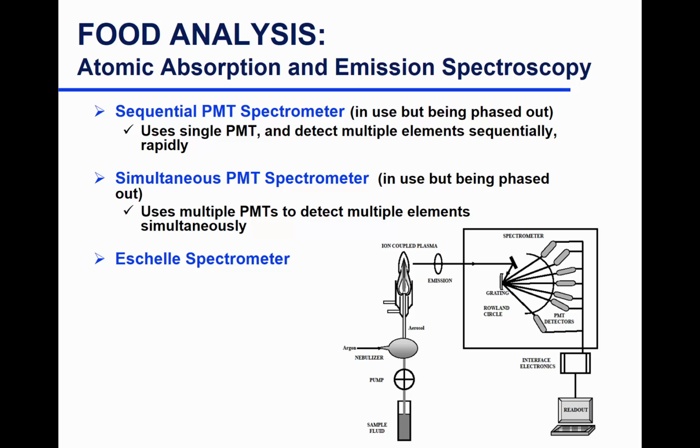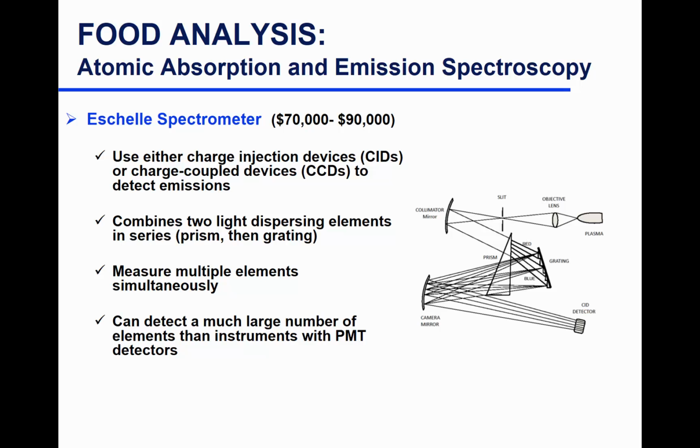But the best one of all to have, which is more expensive, is the Echelle spectrometer, which in this case will have two types of detectors, the charge injection devices and the charge coupled devices. I'm not going to go into the physics of those, but basically they allow simultaneous detection of multiple elements. So you have two types of gratings in this, two types of light diffraction.